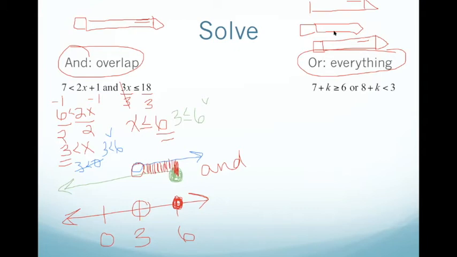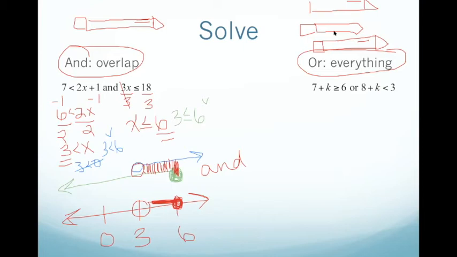And so our final solution is just that little tiny section, the numbers between 3 and 6, but not including 3. So 3.1 works, 3.2 works, 5.9, 6, sure. 3 does not work. 2 does not work. There's no coloring over 2. 7 does not work. So what does it mean that it doesn't work? It means that when you substitute that number into our inequalities, at least one of them will be false.